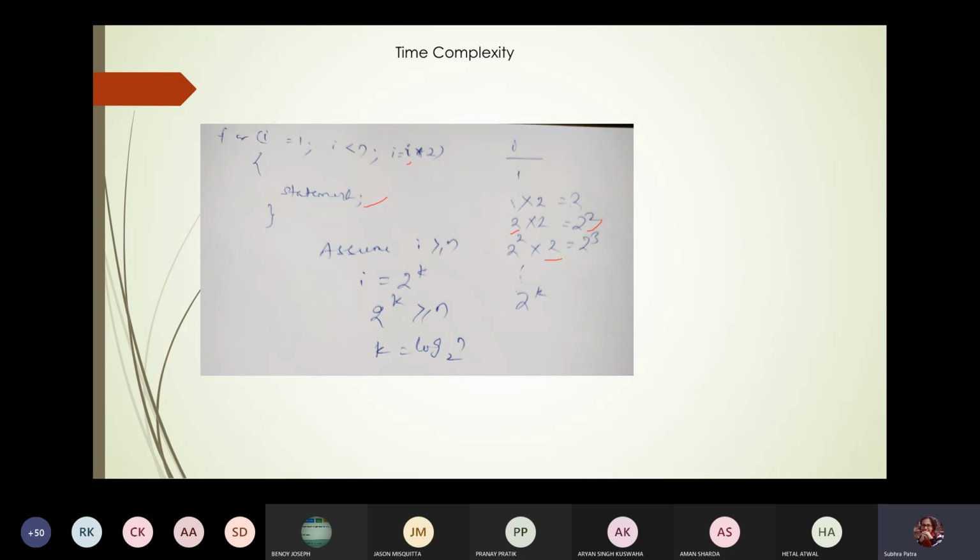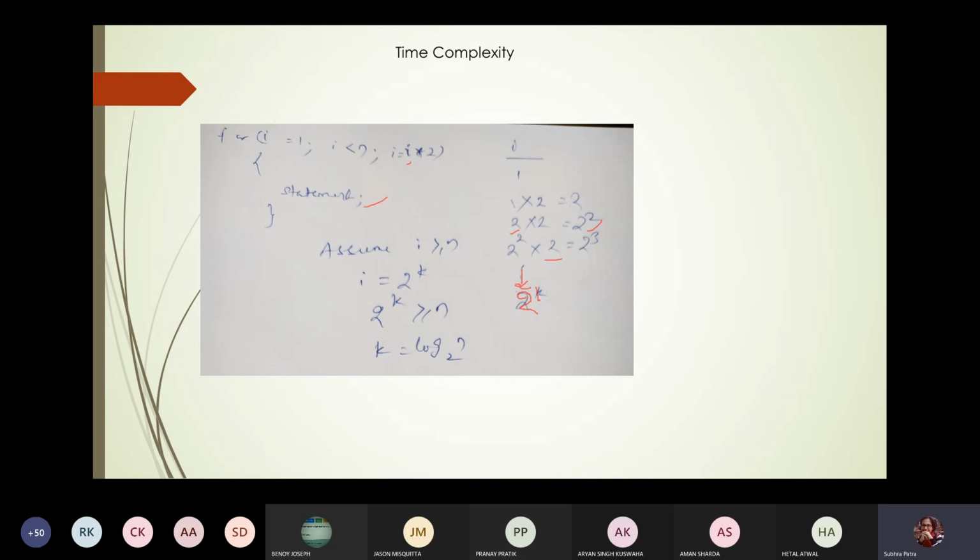Since it is again the multiplication of i cross 2, we are considering it running till k times. So if we reach till k, it will be 2 to the power k.